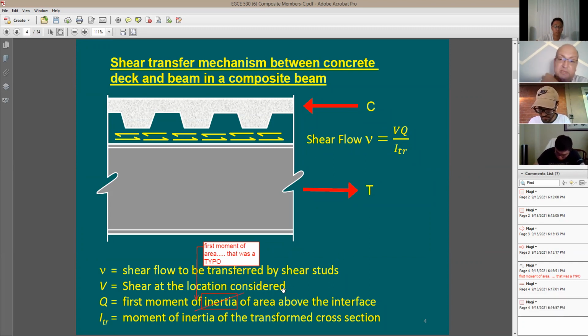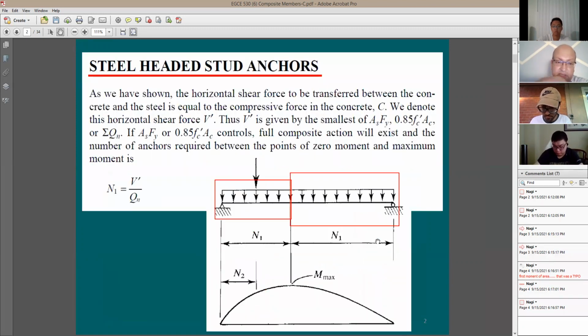Now it's kind of confusing because the term used here is Q, but when I go back a couple of slides, I see here Q sub n. Are they related to each other? I'm going to say no. This Qn is a shear strength of one stud, right? So units, I'm going to say in kips.